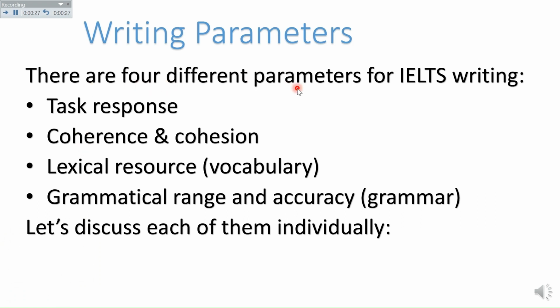There are four different parameters for IELTS writing. First one is task response. Second one is coherence and cohesion. Third one is lexical resource, also called vocabulary. Fourth one is grammatical range and accuracy, also called grammar. So let's discuss each of them individually.